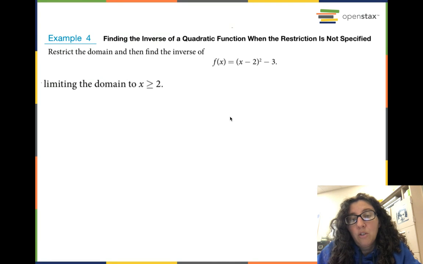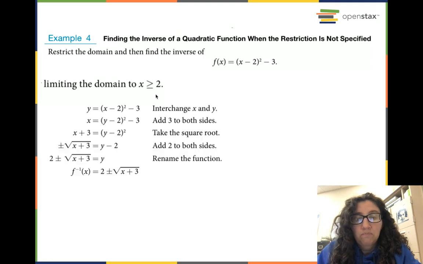So we had the original parabola. We shifted it to the right by 2 and down by 3. And now we're going to take the right half of it, so it's going to be x greater than or equal to 2. And now we just do what we always do. Set it equal to y, switch the x's and y's, solve for y. We take a square root ourselves, so we have to have plus or minus. So our final function is 2 plus or minus this, although is this a function?